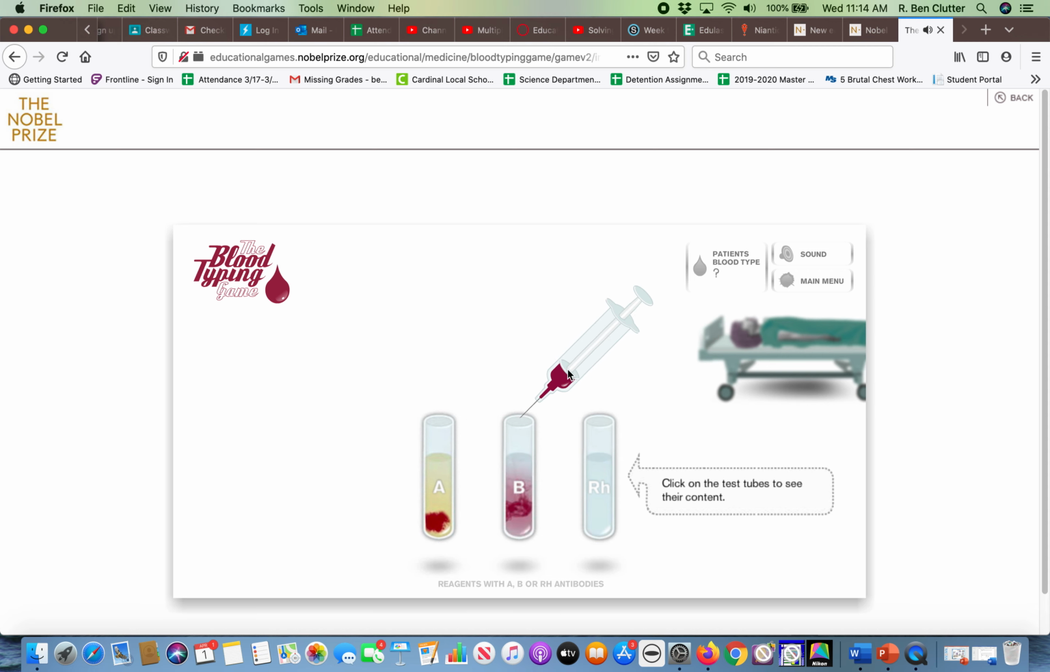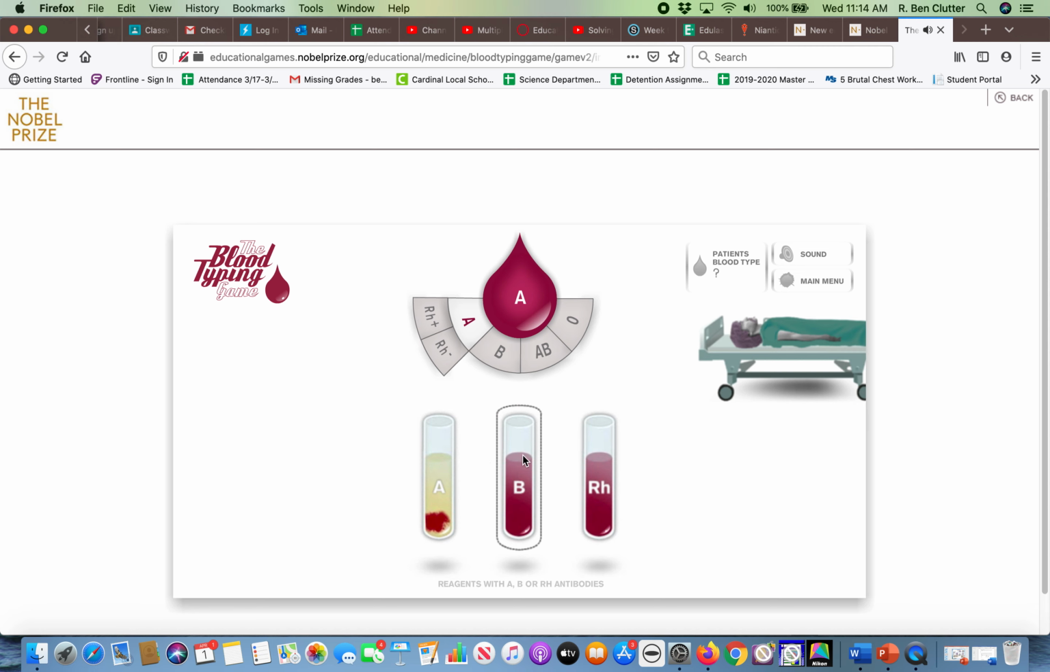All right, let's see RH. Nothing. Now all of you are going to have different people, and you're going to have different results. So do this until you can get a perfect score. So let's go A, because I know that it's A. And is it positive or negative? Well, there's no clumping in RH, so that's negative. And nothing like a good British swear. All right, so you're bloody right. Let's move on.